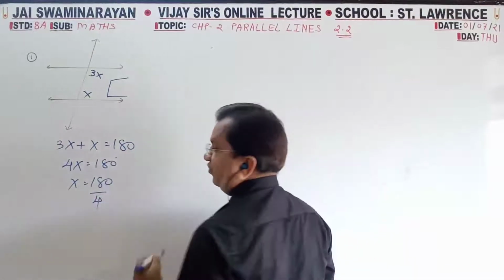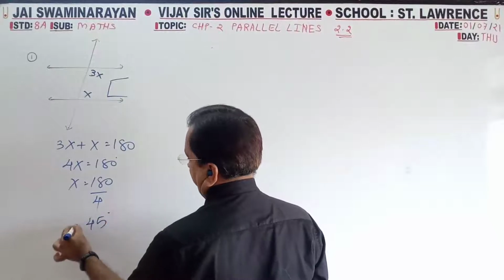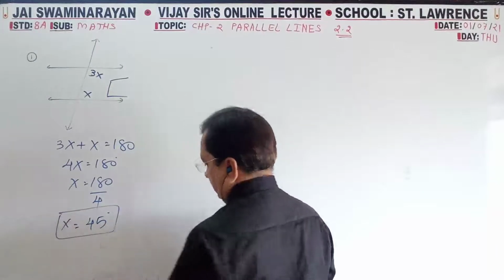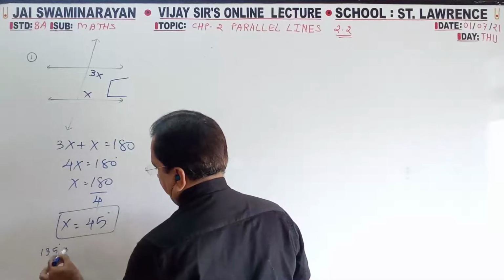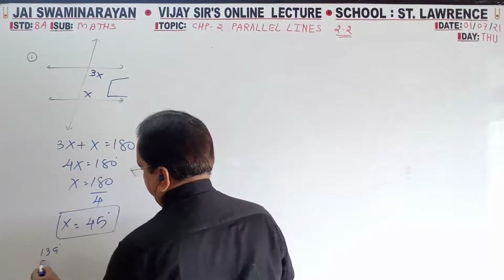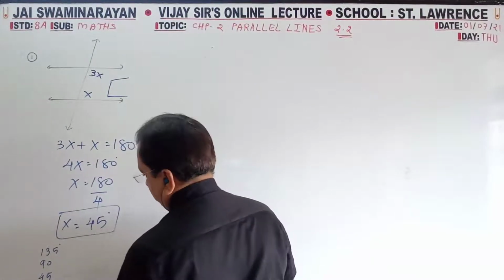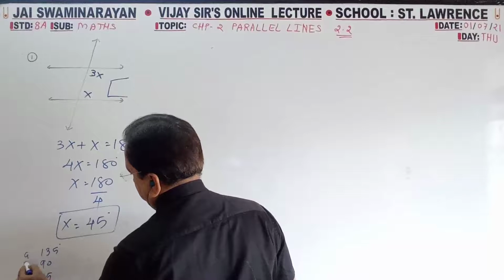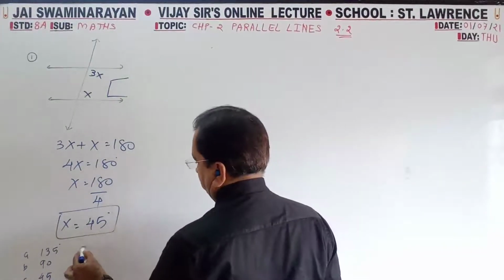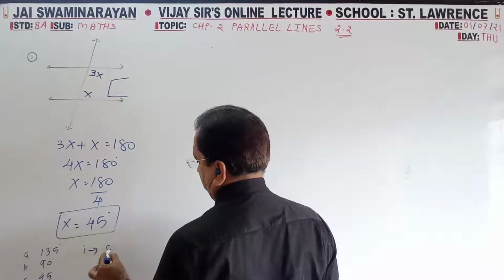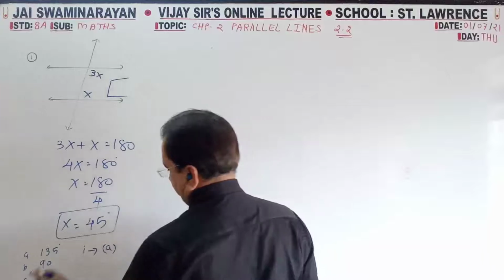Okay, so 180, half is 90, half again is 45, because we divide by 4. And the options given are 135, 90, 45, 40. This is A, this is B, this is C, this is D. So the answer is 45, option C.